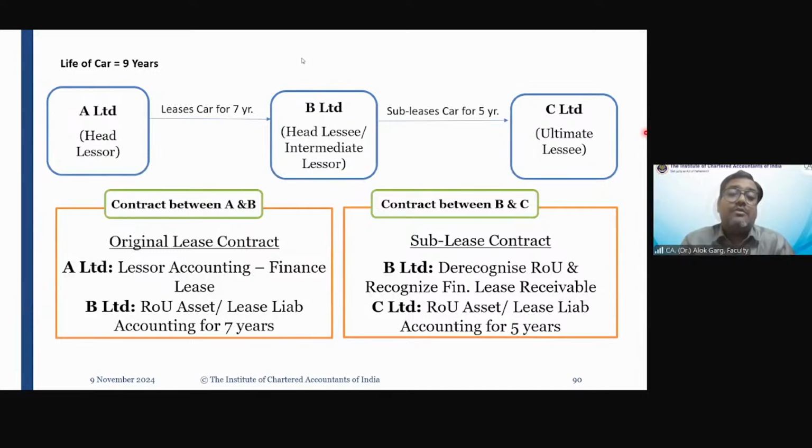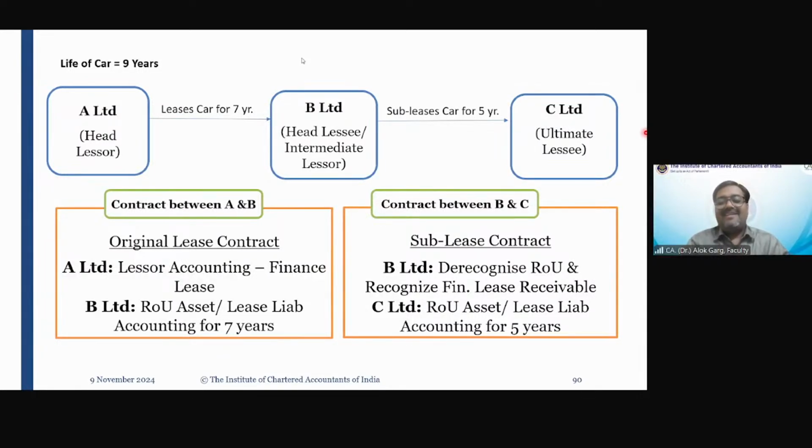Okay. So ROU at what value? Present value of future lease receivable from C. Whether B will de-recognize the entire ROU or B will de-recognize partial ROU. Entire ROU will be de-recognized. Why? 2 years is still there, no, sir, with B.